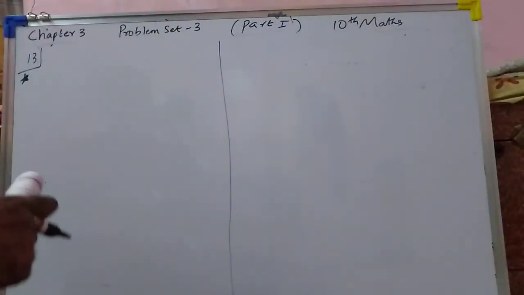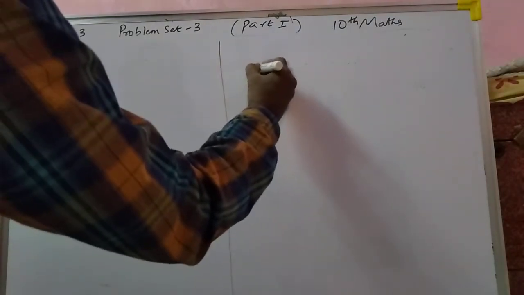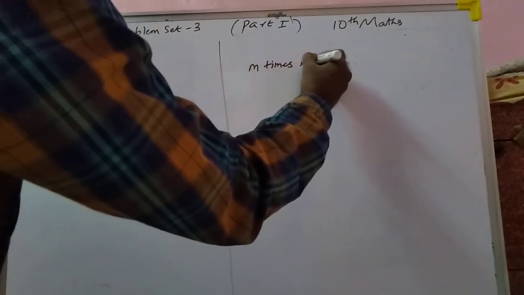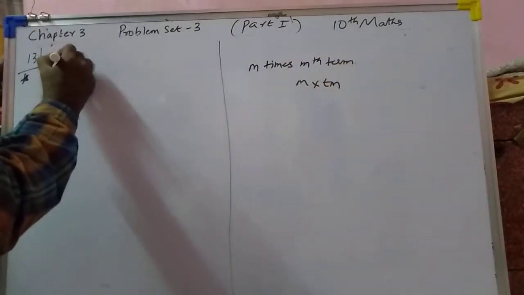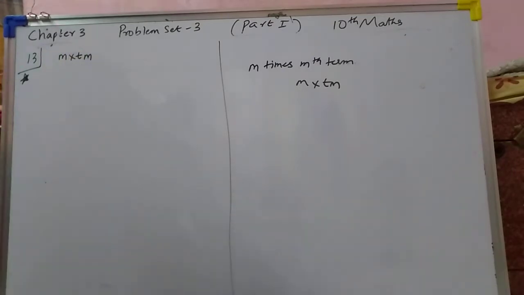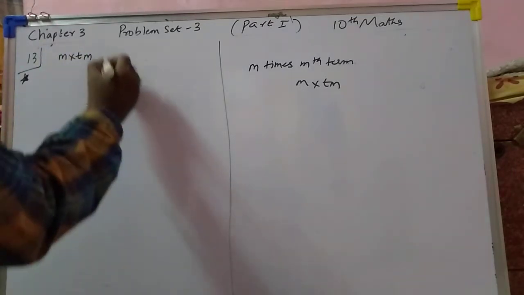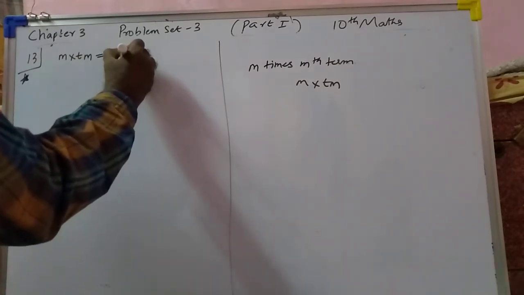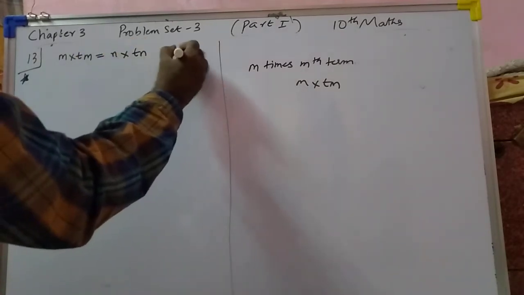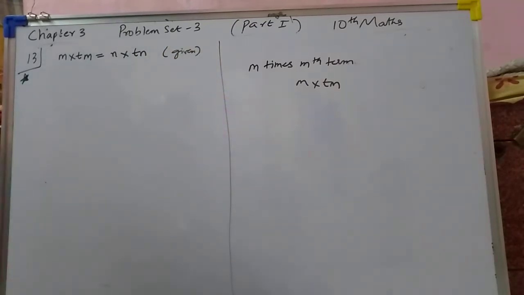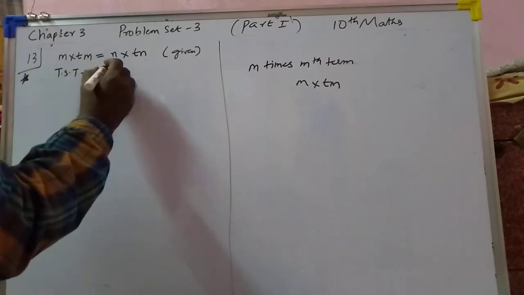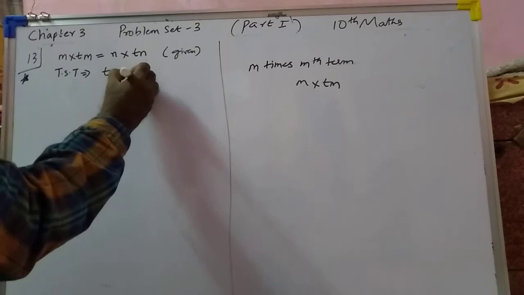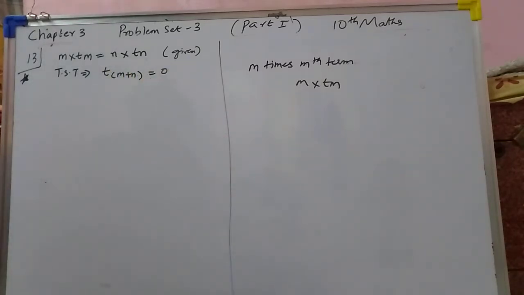13th problem. m times the mth term, that is m into tm, is equal to n into tn. It is given. We have to show that t(m+n) is equal to 0.